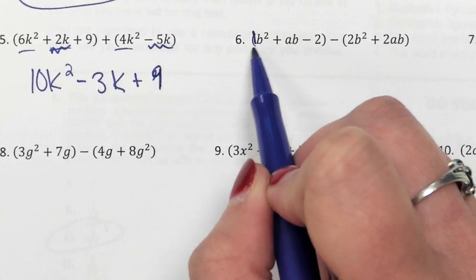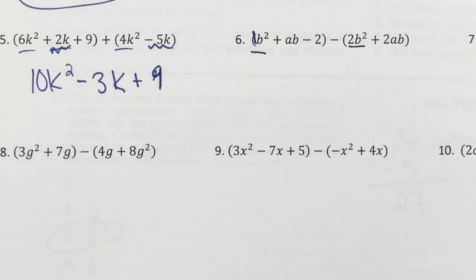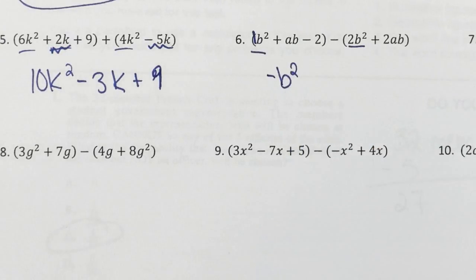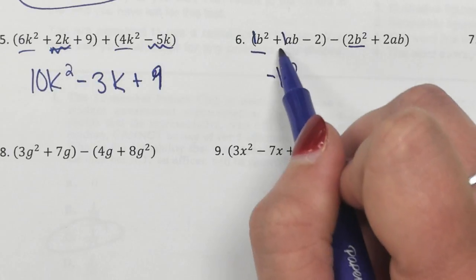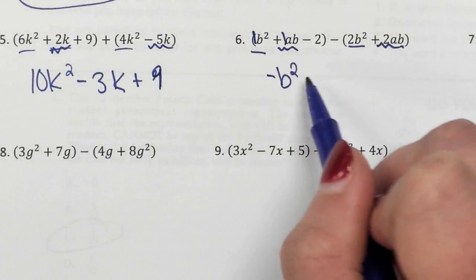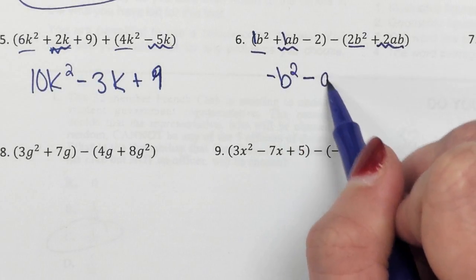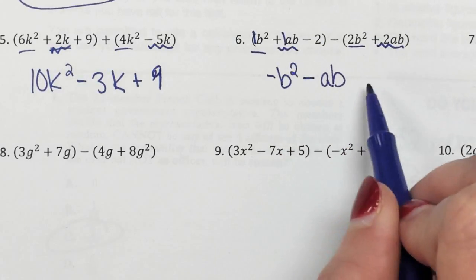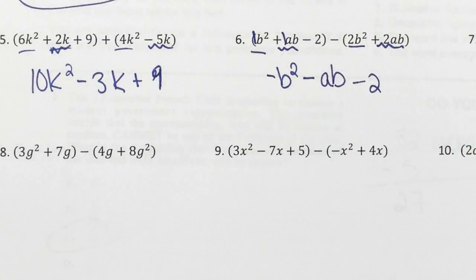We're going to do 1 minus 2. What's 1 minus 2? Negative 1, or just negative b squared. What else? 1ab minus 2ab. How much is that? Negative 1ab. And then what do I do with this guy? There you go. Y'all okay? All right. So look on the board. What are we going to do from there?